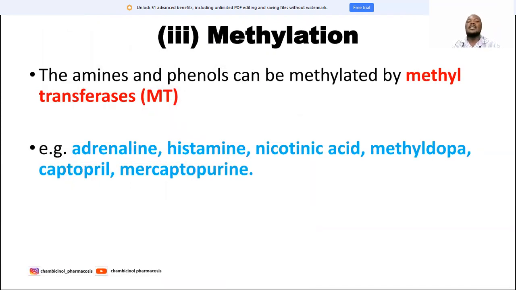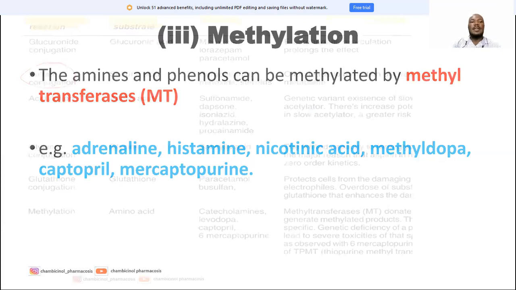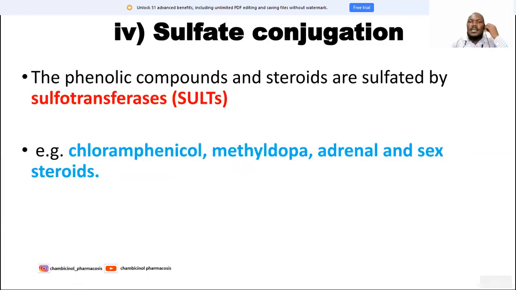The next phase 2 reaction is methylation, meaning addition of the methyl group to the parent drug to form a metabolite that contains the methyl group, but it must be polar. The enzyme methyl transferase is very important for this process, especially for drugs like catecholamines, including adrenaline, and also drugs like histamine, nicotine, methyldopa, and captopril. These drugs have the tendency to be added with a methyl group as part of metabolism within the body to form a polar compound that can be excreted.